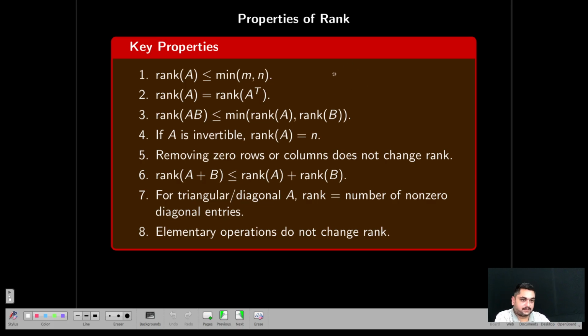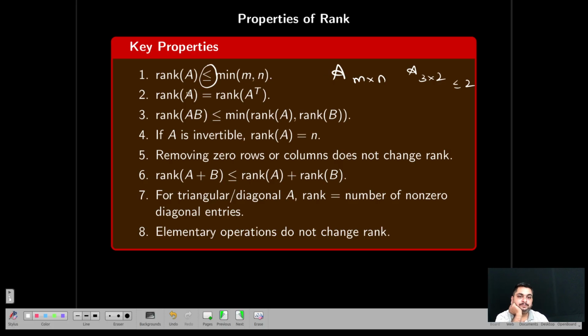If there is a matrix of size m cross n, where m is the number of rows and n is the number of columns, then the rank of any matrix will be less than or equal to, this is important, not equal to, less than or equal to the minimum of these two. For example, if it is 3 cross 2, then the minimum of 3 and 2 is 2. So the rank value for this matrix will always be less than or equal to 2.